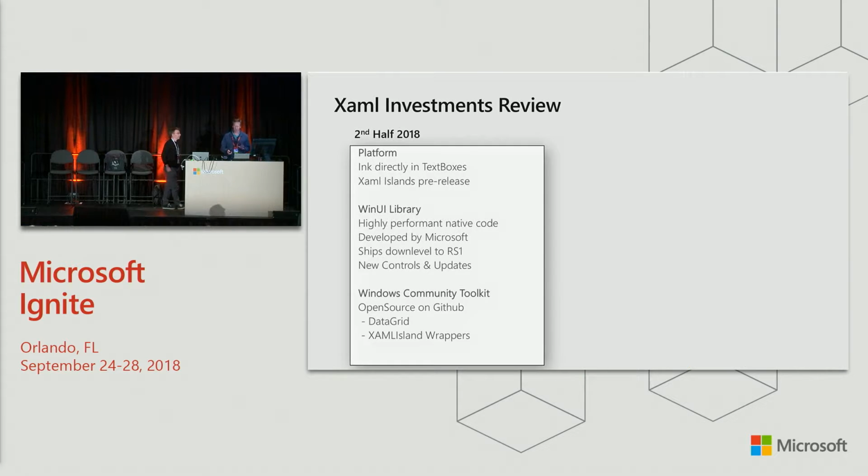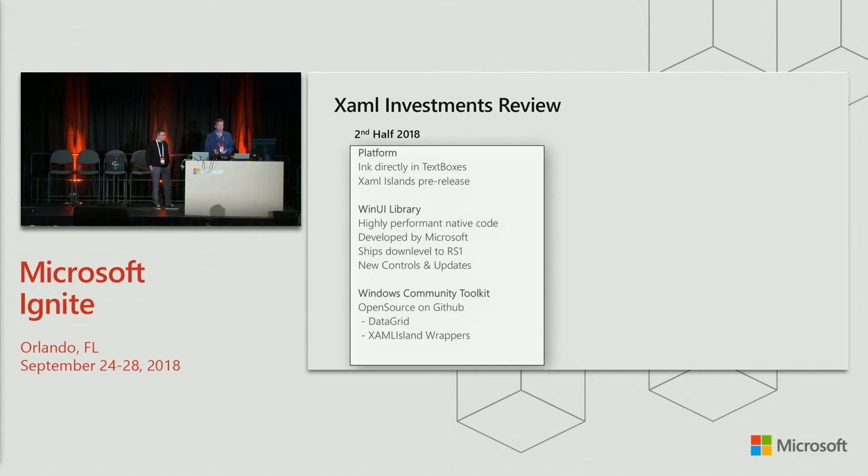We still have a lot more demos to get through, but let's summarize what you just saw with the UI platform. A couple of key investments: inking directly in text boxes and XAML islands are big features that we've added. The WinUI library, being able to ship down-level controls of what we currently ship today, is, I think, a huge platform booster and capability for your applications.